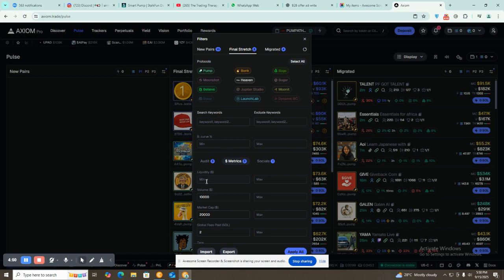So yeah, I have the liquidity. I didn't put anything there. The volume I have. Volume is key in this business because if there's no volume, the token naturally will die.